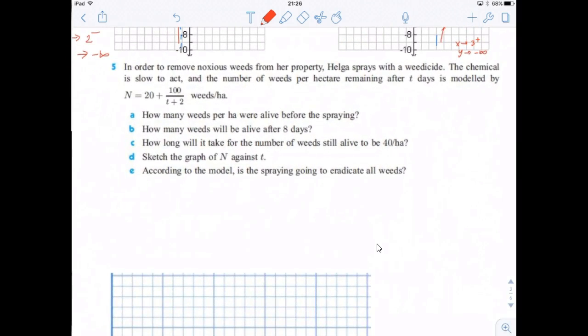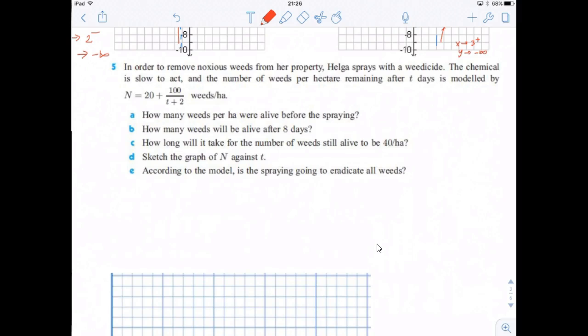from last page. Number 5. In order to remove noxious weeds from her property, Helga sprays with a weedicide. The chemical is slow to act, and the number of weeds per hectare remaining after t days is modeled with this function. How many weeds per hectare were alive before the spraying?